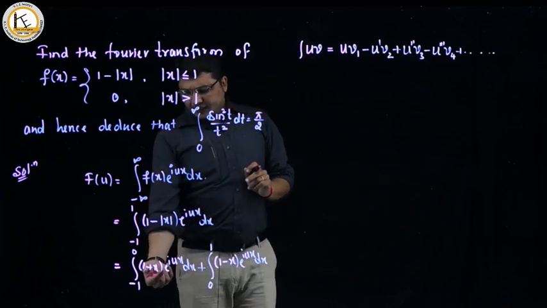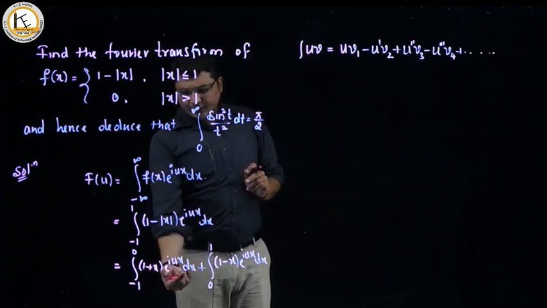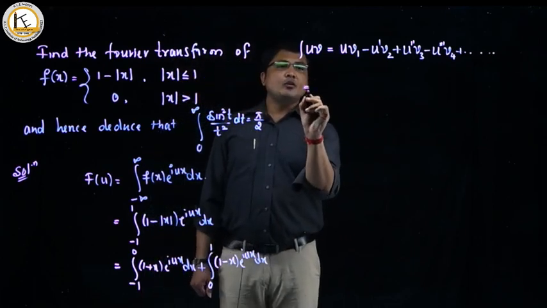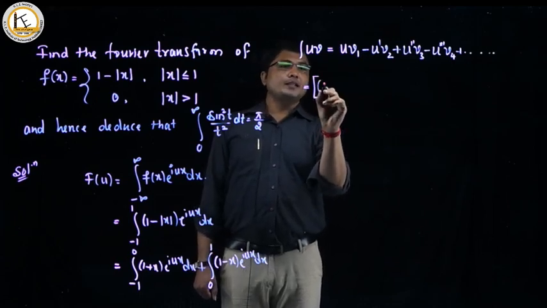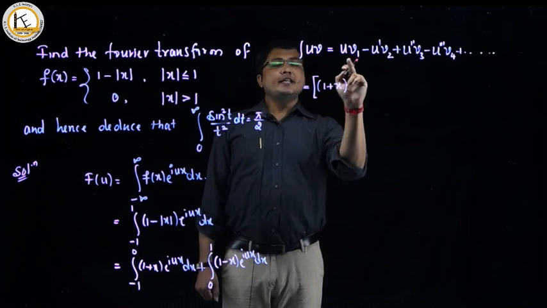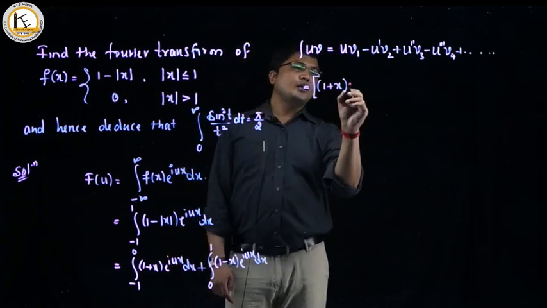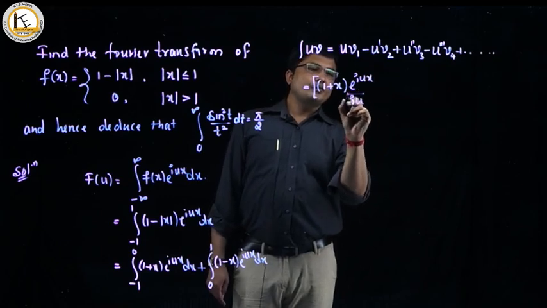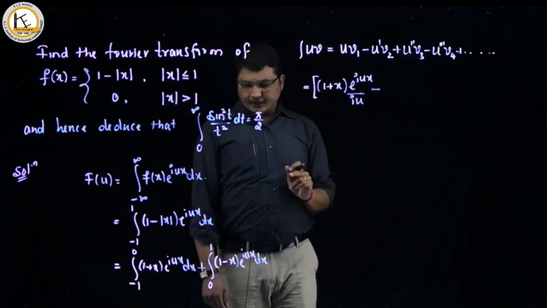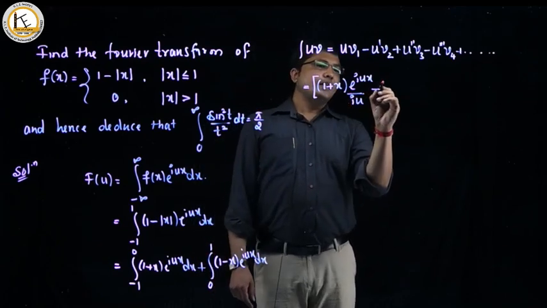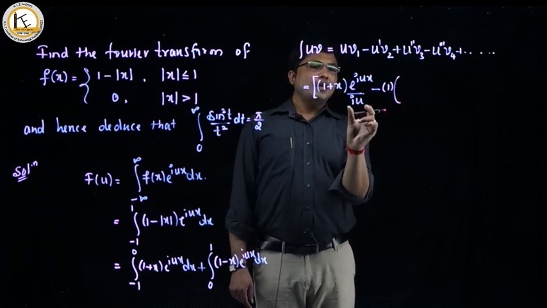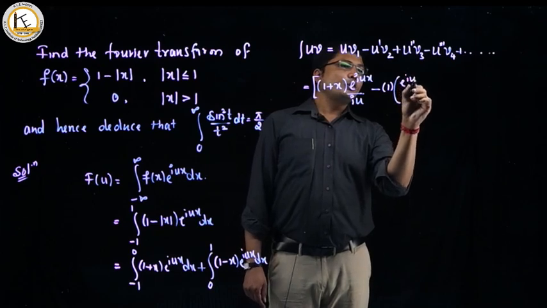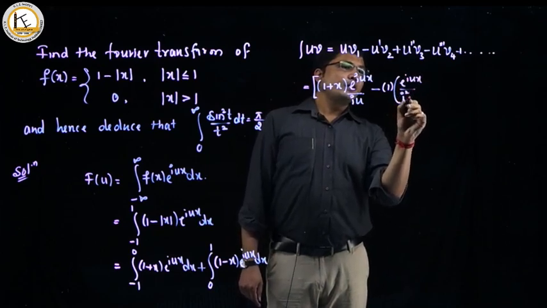So here I will take 1 plus x as u and e raised to iux as v. Therefore, the first integral I am evaluating now: 1 plus x stays as it is, that is u. Integral of v, meaning integration of e raised to iux, is e raised to iux divided by iu. Minus, according to the formula there is a minus sign, and the derivative of 1 plus x will be 1, into, again integration of e raised to iux divided by iu, which will be e raised to iux divided by i square u square.